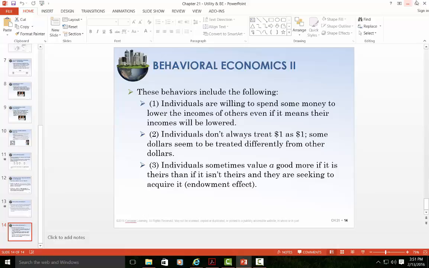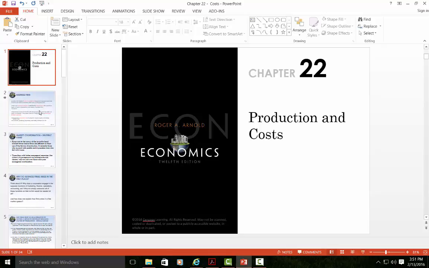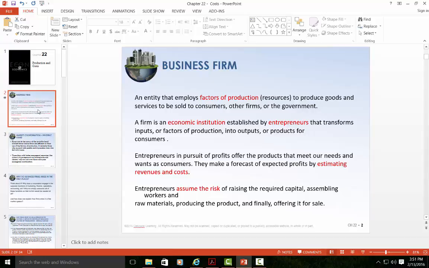All right, so that was chapter 21. I want to now quickly go into chapter 22. I don't want you guys to be terrified by this material. This isn't something where I am going to ask you tons and tons of questions about these curves and how to calculate costs or anything like that.